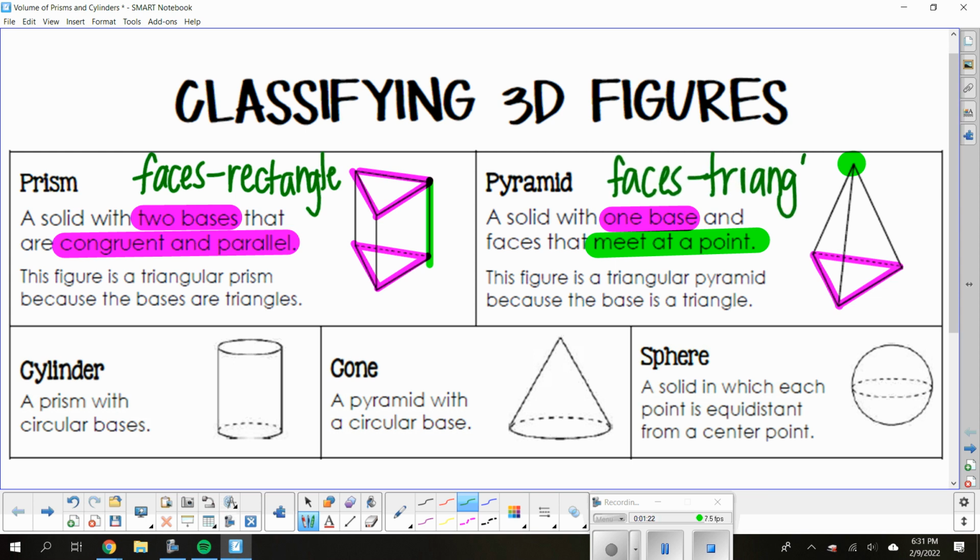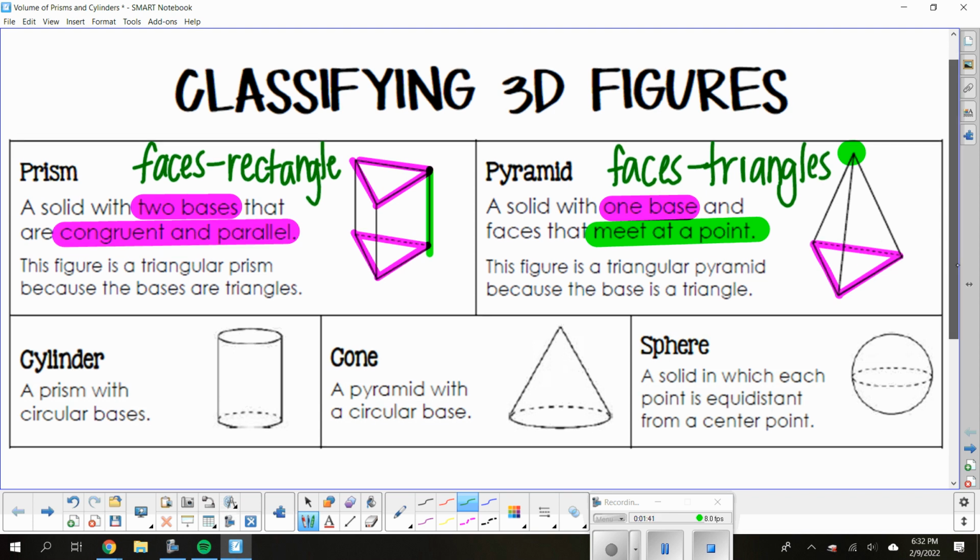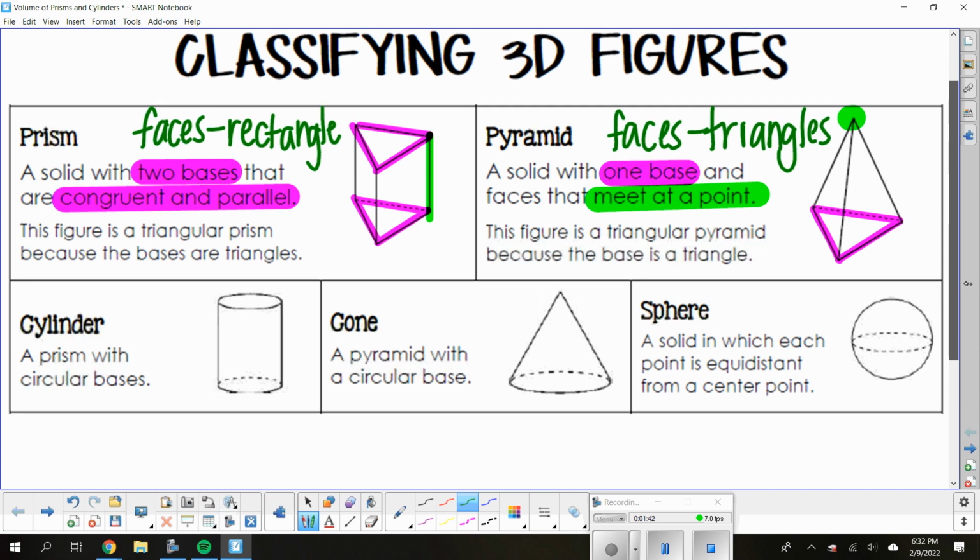So in a prism, everything that folds up is a rectangle. The base shape of a prism is always going to be the shape that's not a rectangle. In a pyramid, all of your faces are triangles, so normally your base shape is always the shape that's not a triangle. And in this case, like this picture, it's a triangular pyramid. Again, we're always naming based on the base shape.